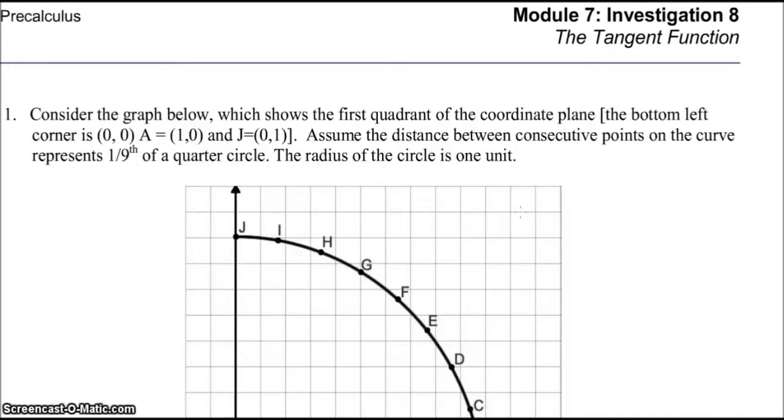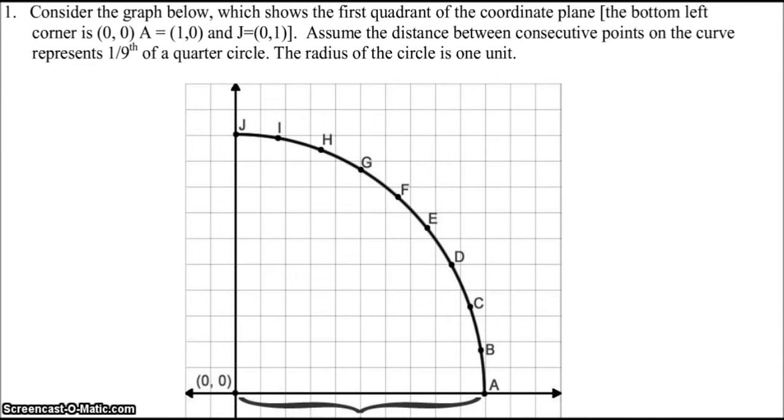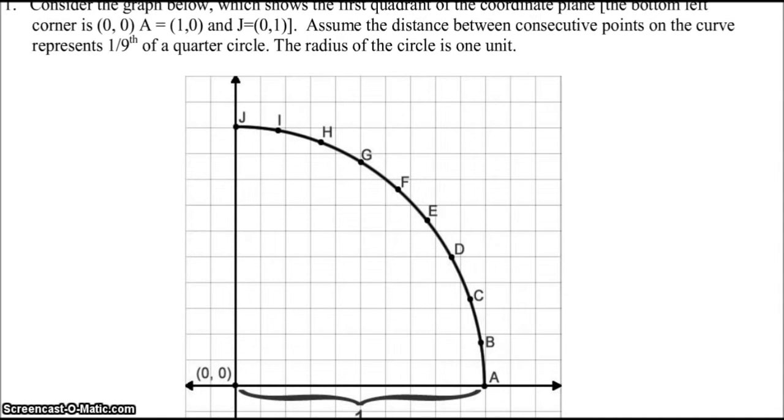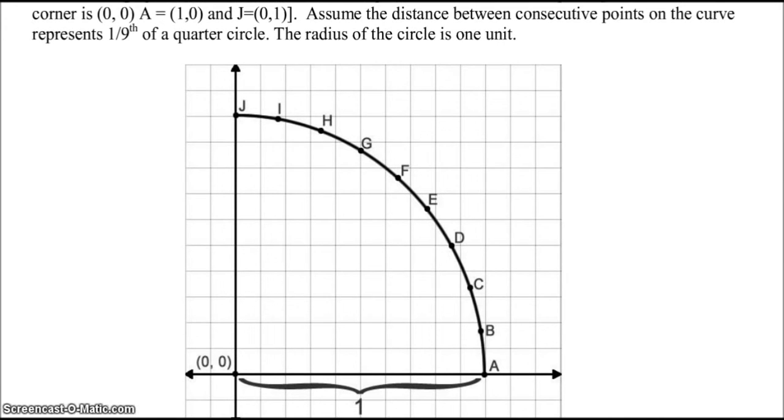Module 7, Investigation 8, the tangent function. Consider the graph below, which shows the first quadrant of the coordinate plane. The bottom left corner is 0, 0. The point A is 1, 0, and the point J is 0, 1.